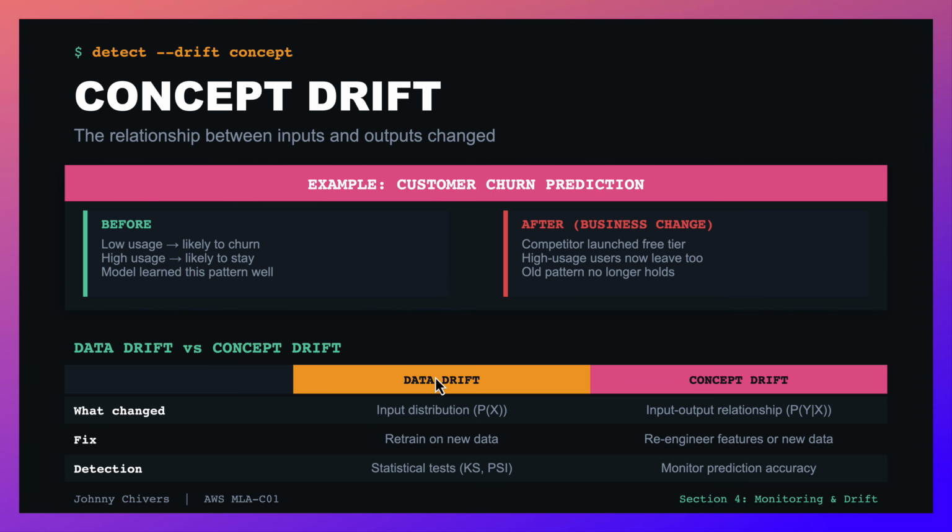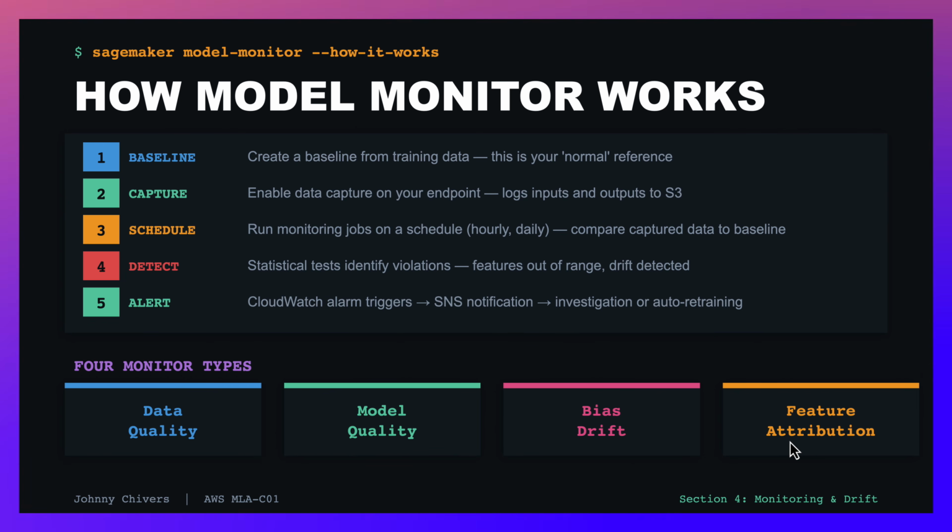So you can see here data drift versus concept drift. With data drift, we're looking at the data changing over time, and this is how you detect it. With concept drift, we're looking at the actual concept: the relationship between inputs and outputs has changed over time, and we need to re-engineer the features or look at new data and retrain the model that way.